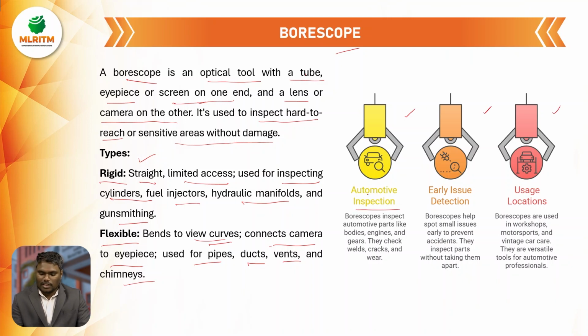Yes, it can be applied in automotive inspection. It can inspect automotive parts like bodies, engines, and gears. They check welds, cracks, and wear. Early issue detection is also one of the applications, so it helps spot small issues early to prevent accidents. Parts are inspected without taking them apart, and it can be used in different locations. These are used in workshops, motorsports, vintage car care, and they are a versatile tool for automobile professionals also.